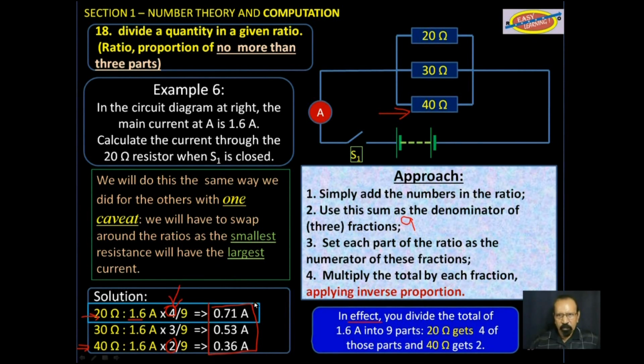In effect, you divide a total of 1.6 amp into 9 parts. The 20 ohm resistor gets 4 of the 9 parts, and the 40 ohm resistor gets 2 of the 9 parts. And of course, the 30 ohm resistor gets the remaining 3 parts. Now, if you are not taking physics, you may not see this kind of question in your math class. But if you do physics, expect to see something like this. You could do it the ratio way, as I just did here, or you may be given other data so you don't have to use the ratio way in your physics class.